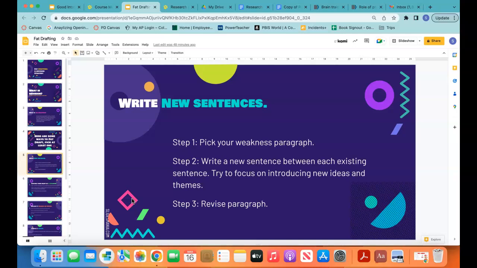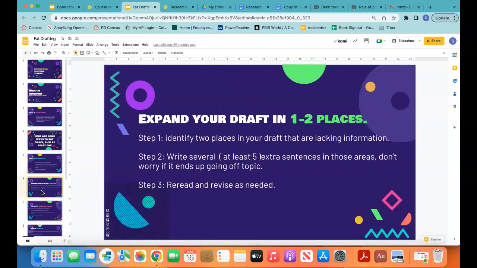Now, one important thing about fat drafting is that you're not going to necessarily keep everything that you write. Actually, you probably shouldn't keep everything that you write. You may find that some of those new sentences do not work, and maybe none of them work. But the hope is that they will give you some new ideas and themes that you can then introduce or change in your text. Okay? And that will be the same with all of the different strategies for fat drafting.